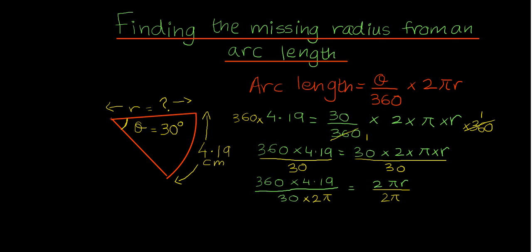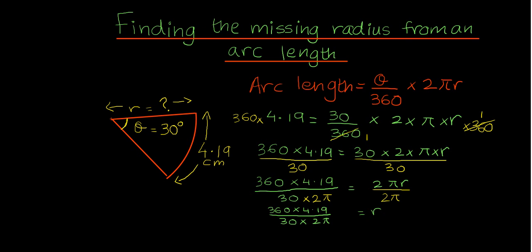So I've got my radius, and that's equal to 360 times 4.19 divided by 30 times 2 pi, or you could even write it as 60 pi if you wanted to.